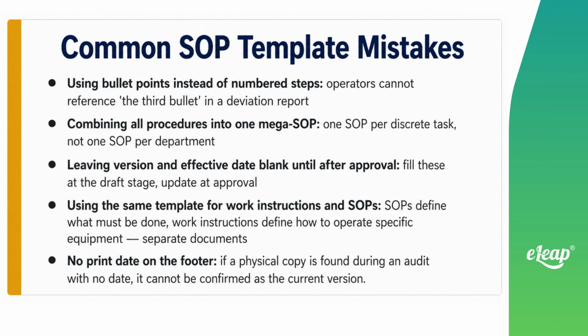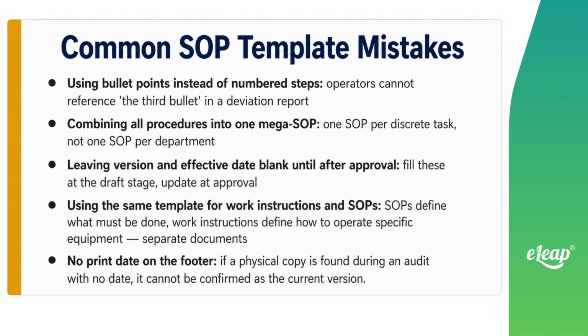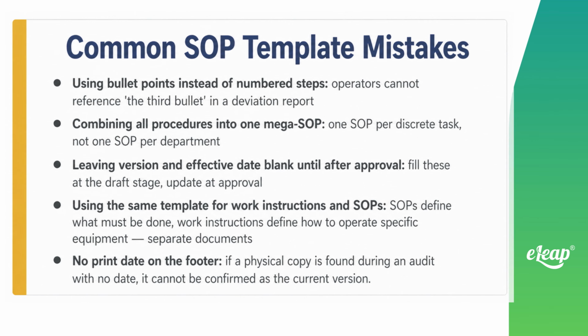Confusing SOPs and work instructions. An SOP defines what must be done. A work instruction defines how to operate a specific piece of equipment. They are different documents and should not share a template. And no print date on the footer. Any physical copy found during an audit must show when it was printed to confirm it reflects the current version.